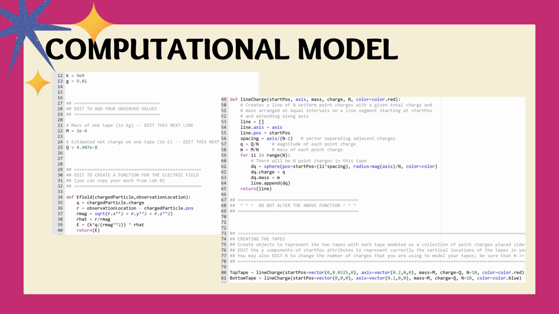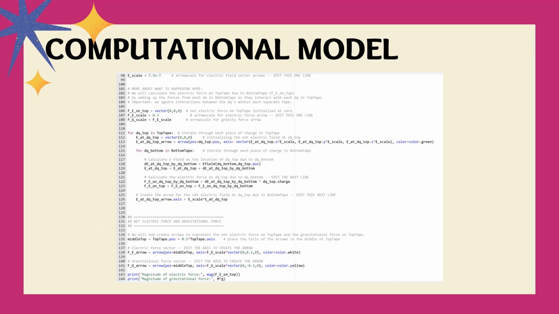Now, for the coding, we start by initializing some values like K, G, mass, and Q, which we just solved for. And then later we have the function that solves for the E field. This was just done by using the equation we discussed earlier.